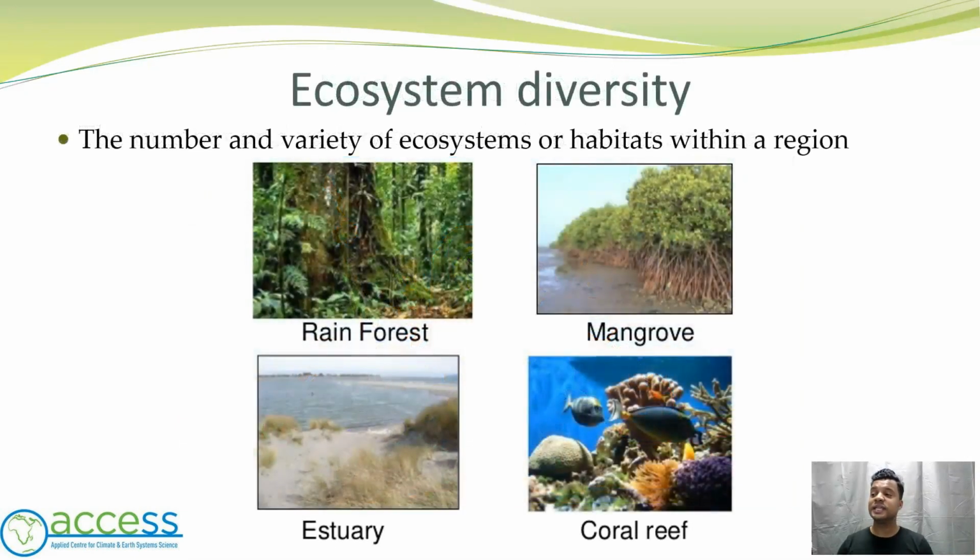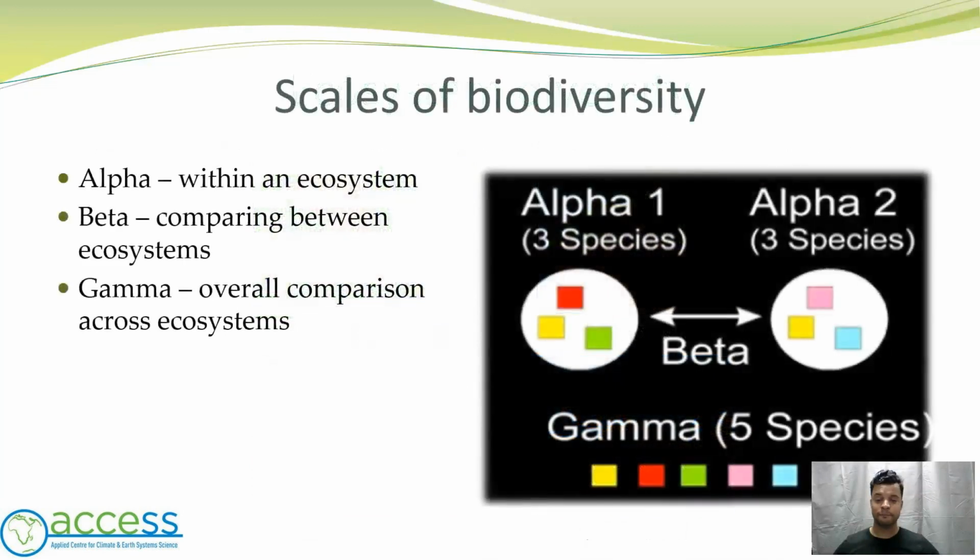And then we have ecosystem diversity, which refers to the number of ecosystems within a particular region. Here we have several different types of habitats, for example rainforests, mangroves, estuaries, and coral reefs, which make up a large variety and diversity of organisms. So we have the scales of biodiversity, which is important to note, and there are three different scales: alpha, beta, and gamma scales.